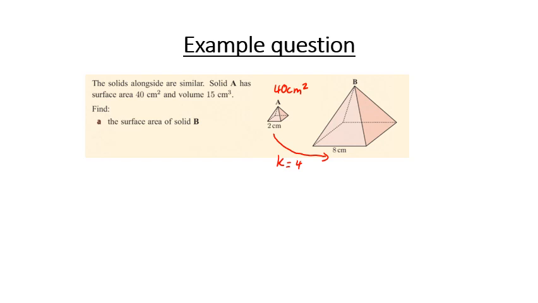So therefore, we need to multiply our surface area by k squared. So our new surface area is going to be 40 times k squared, which in this case is 4 squared. So we go 40 times 16, which is going to be 640 centimeters squared.